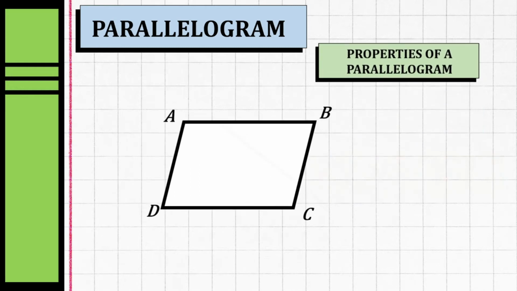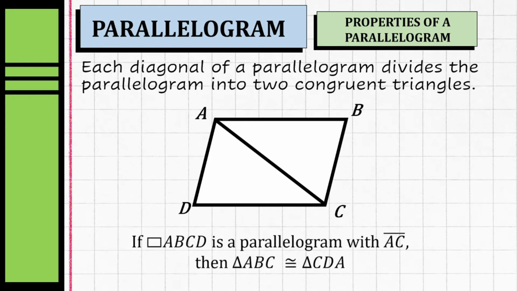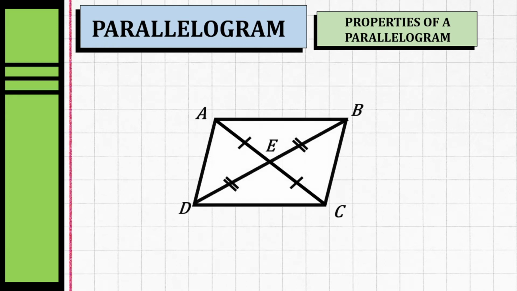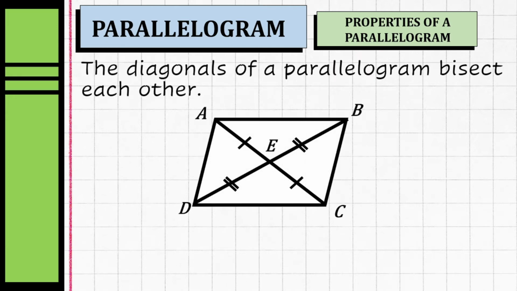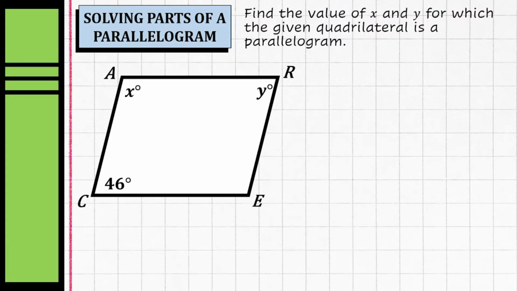Next, each diagonal of a parallelogram divides the parallelogram into two congruent triangles. So we can say that triangle ABC is congruent to triangle CDA. Okay, and speaking of diagonals, the diagonals of a parallelogram bisect each other. So we can say that in this example, segment AE is congruent to segment CE and segment BE is congruent to segment DE.